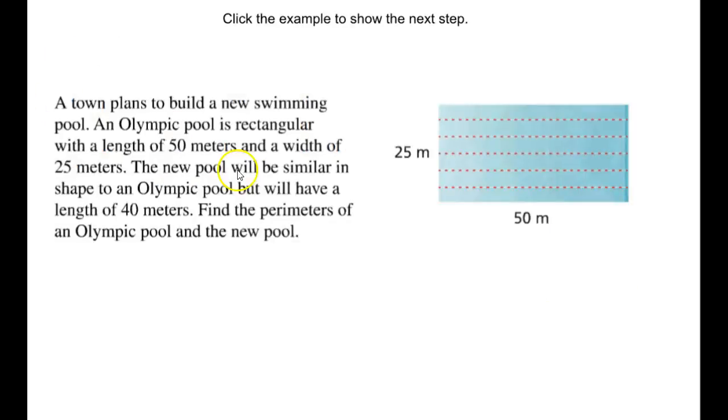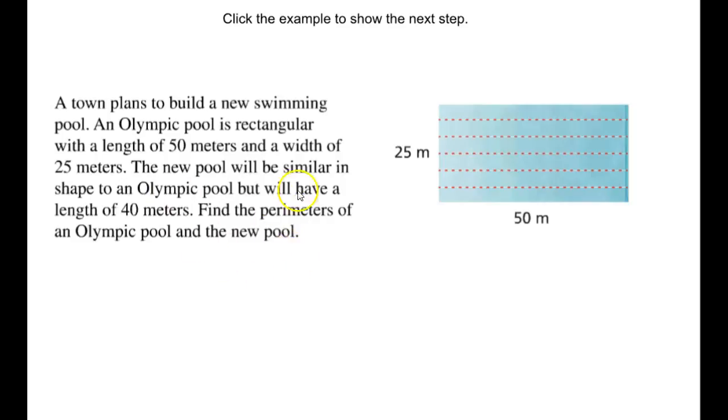So let's look at an example here. A town plans to build a new swimming pool. An Olympic pool is rectangular with a length of 50 meters and a width of 25 meters. The new pool will be similar in shape to an Olympic pool, but will have a length of 40 meters. Find the perimeters of an Olympic pool and the new pool.